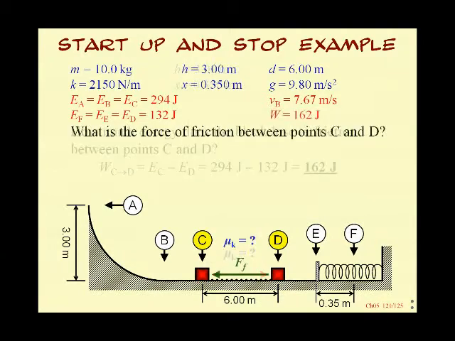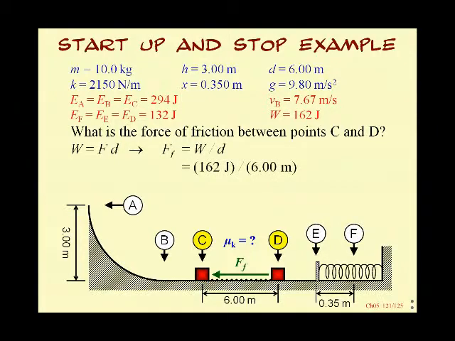So what was the force of friction between points C and D? Well, what force of friction caused it to lose that 162 joules of energy, that did the work of 162 joules? Well, remember that work is force times distance, so that frictional force that was doing the work must be equal to that work divided by the distance. We know the distance, we know how much work was done, and so the total amount of force over that entire patch of rough area must have been 27 newtons.